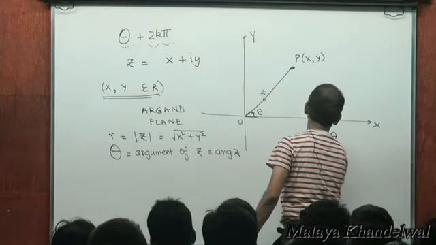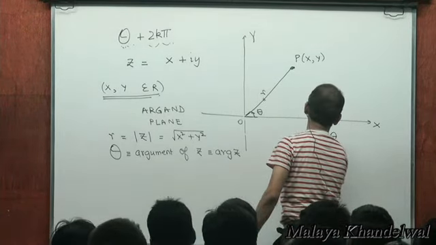Suppose there is a complex number z1 represented by the point x1 comma y1. That means this complex number z1 would be x1 plus iy1. And another complex number z2, which is say x2 plus iy2, represented by a point x2 comma y2, an ordered pair. x1 comma y1 and x2 comma y2 represent these two complex numbers.